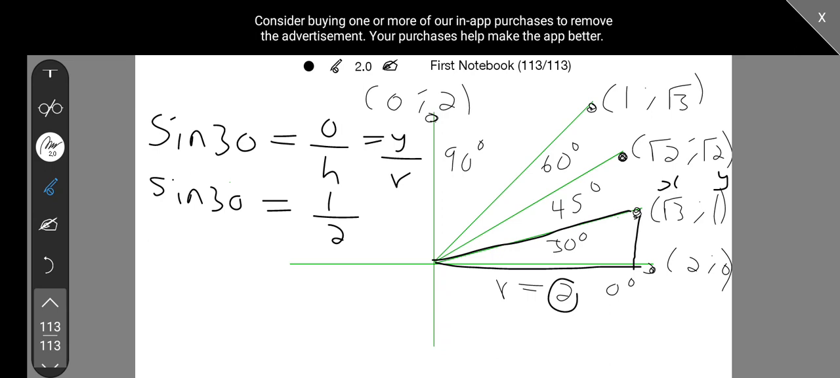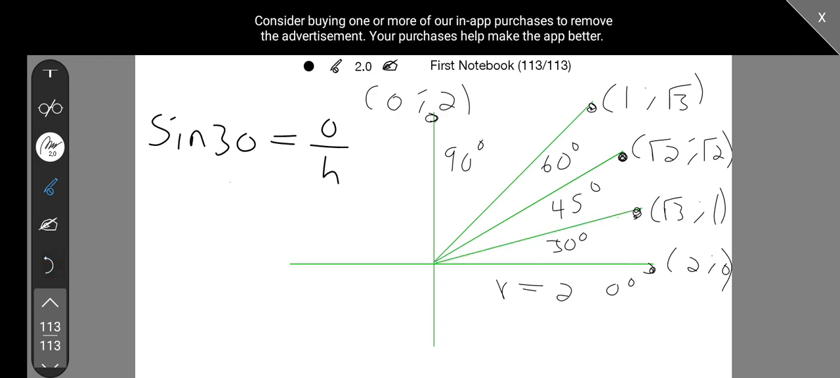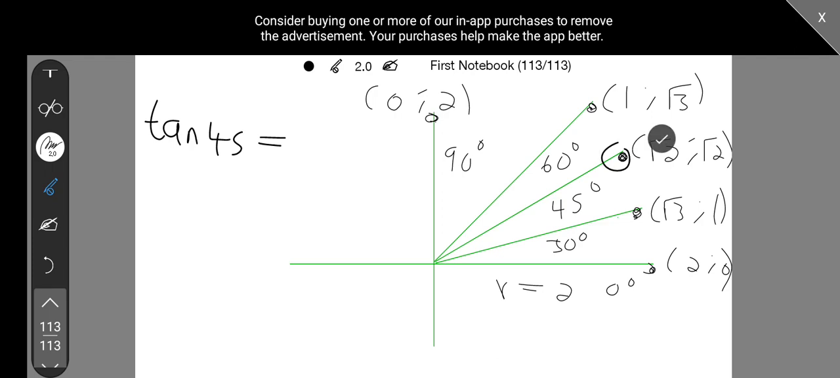For example, let's have another one. Let me erase here and do another one. Suppose we are now looking for the tangent of 45. They say to calculate the tan of 45 degrees without using a calculator. So how are you going to do it? The one that goes with 45 is this line. The way they go, the first line goes with 0, the second one with 30, then 45, 60, and 90.